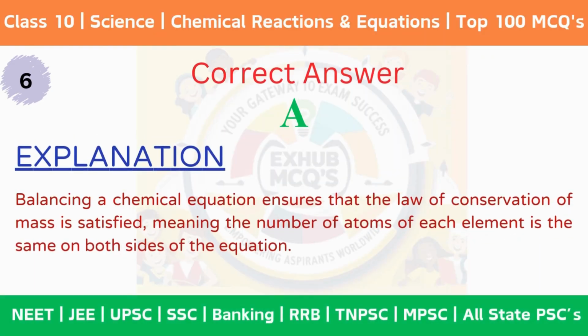The correct answer is option A, to ensure mass conservation. Explanation. Balancing a chemical equation ensures that the law of conservation of mass is satisfied. This means the total mass of reactants equals the total mass of products.